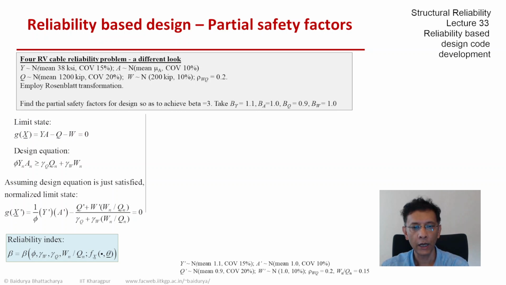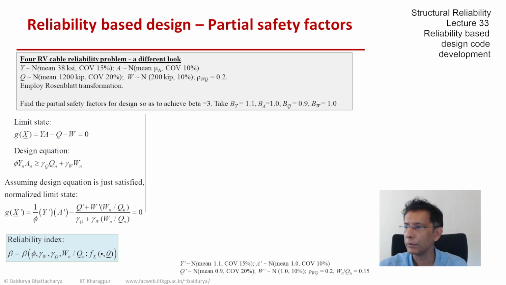To recap, we have our limit state equation on the left of your screen, Y A minus Q minus W equals 0. So that's a 4-variable limit state problem. The corresponding design equation is phi Y n A n, n being the nominal values, phi being the resistance factor or the material factor, is greater than or equal to gamma q Qn plus gamma w Wn. So gamma q and gamma w are the two load partial factors.